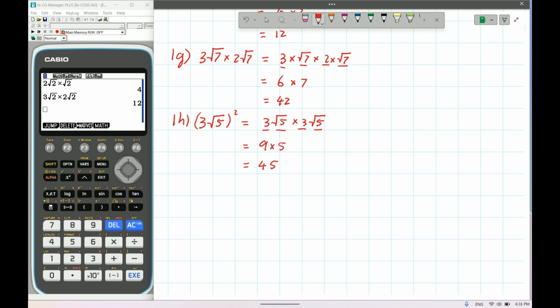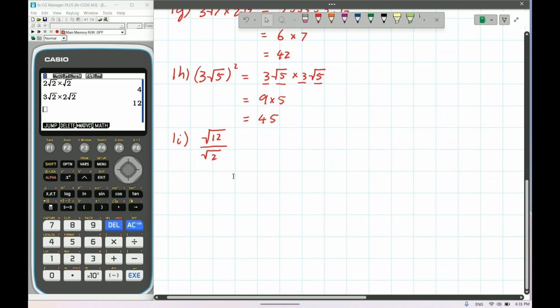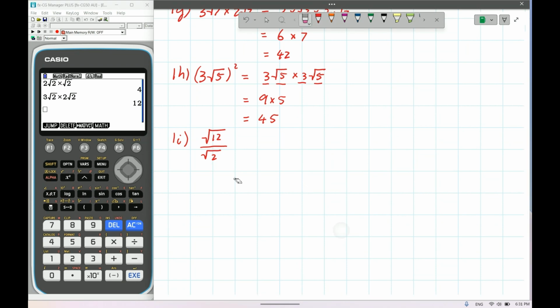All right, 1h and then 1i. This one's a bit different. You've got root 12 over root 2. This one's a bit trickier. They're asking here to write it as a rational number. I'm just going to write this a little bit lower so I get a bit more space.